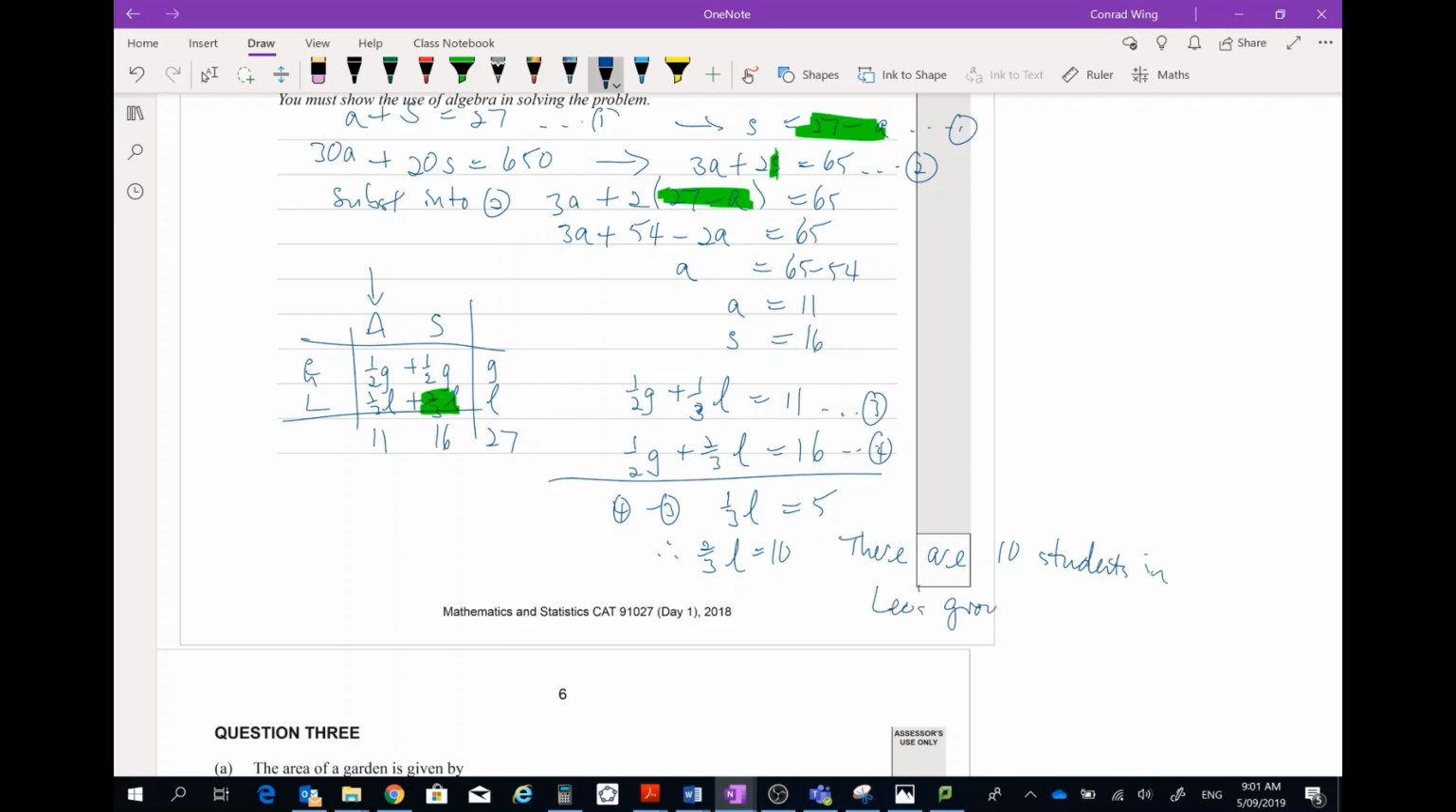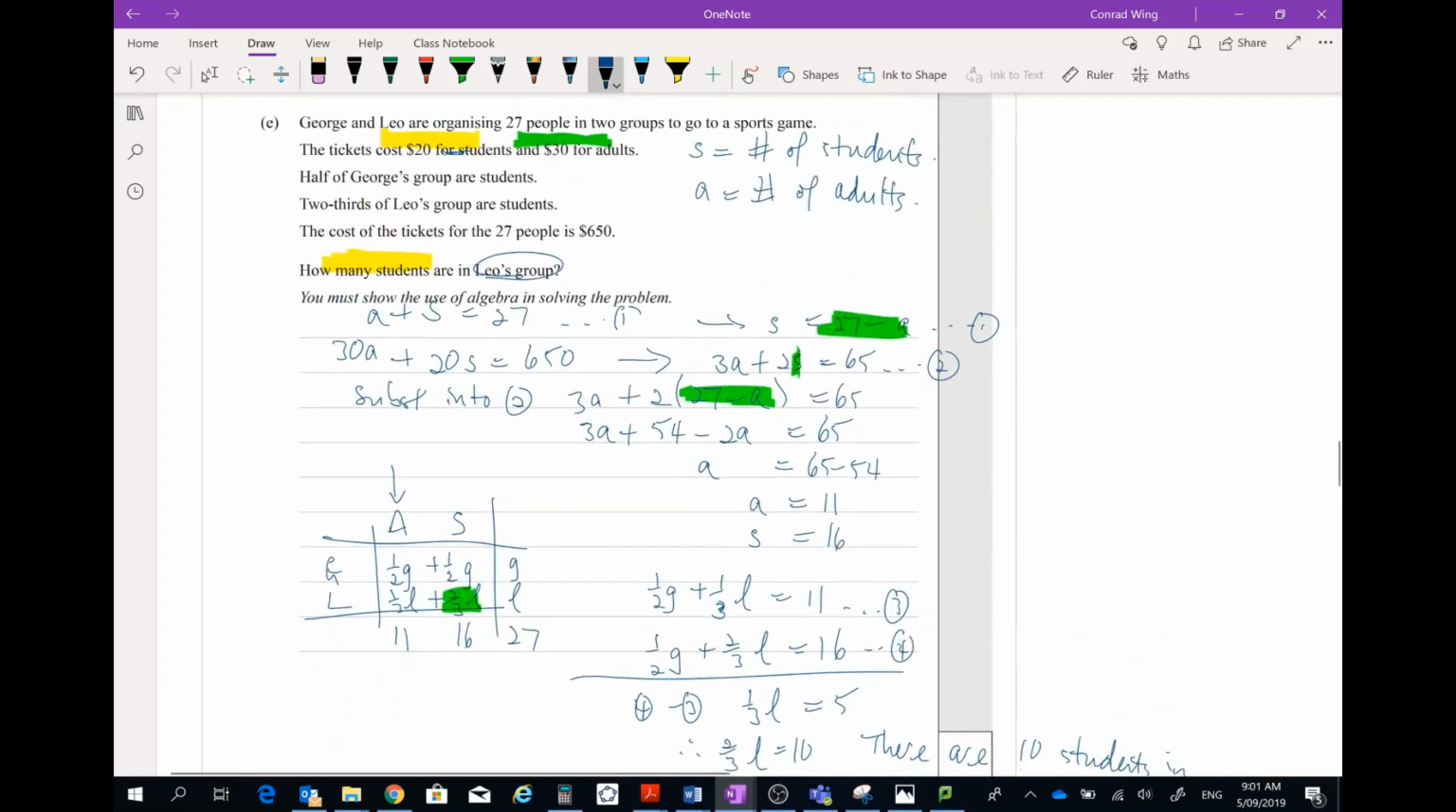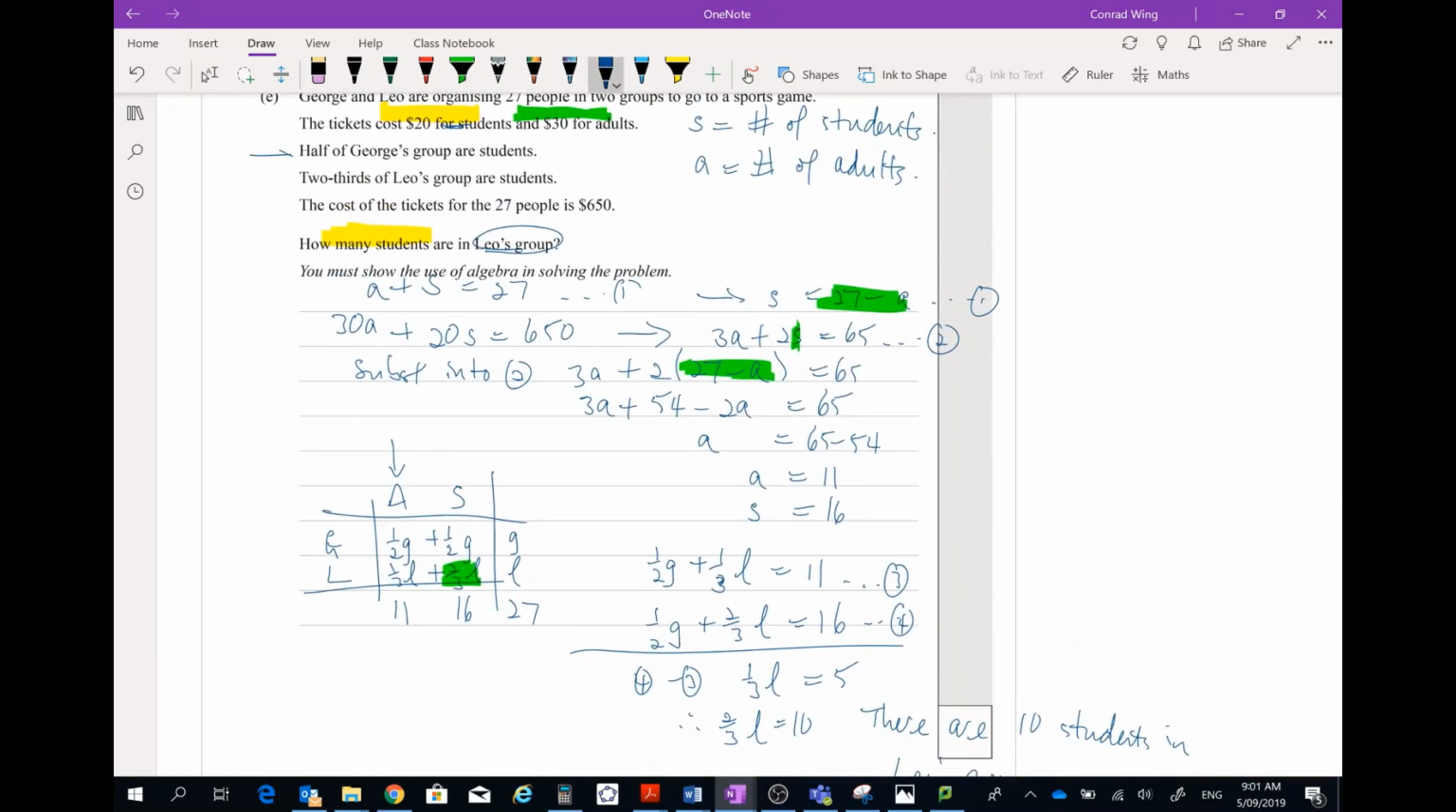I get up to how you get A equals 11 and S equals 16, but I don't get how you go into the half table. Because over here, Jacob, it says half of George's group are students. So if we let the number of people in George's group be G, half of them are students here, and then the other half are adults. Whereas in Leo's group, 2/3 are students.